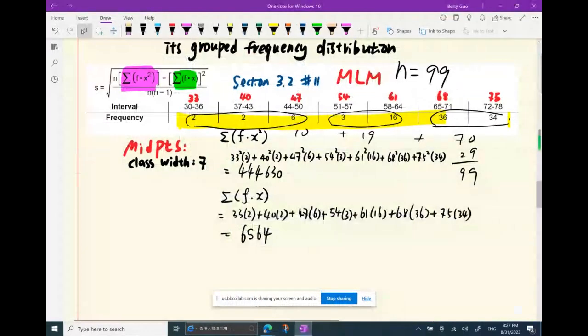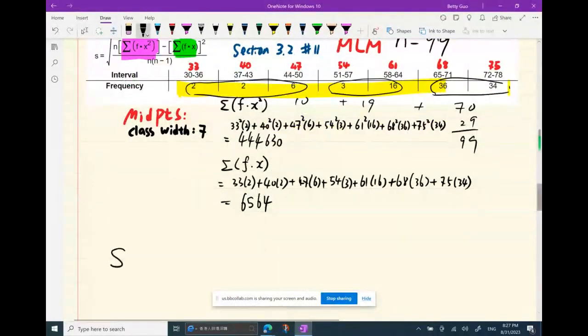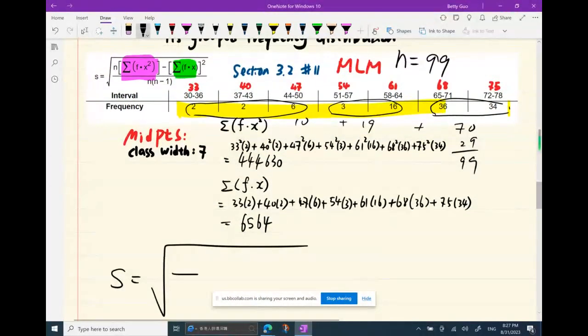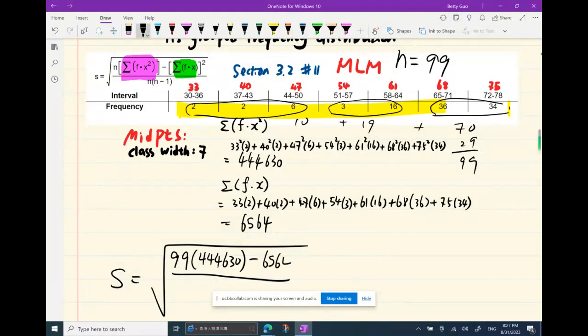Okay, so now we're plugging into the formula. s equals the square root. Here we have 99 times the pink, which is 444630, minus the square of the green, so 6564 squared, and all over 99 times 98.